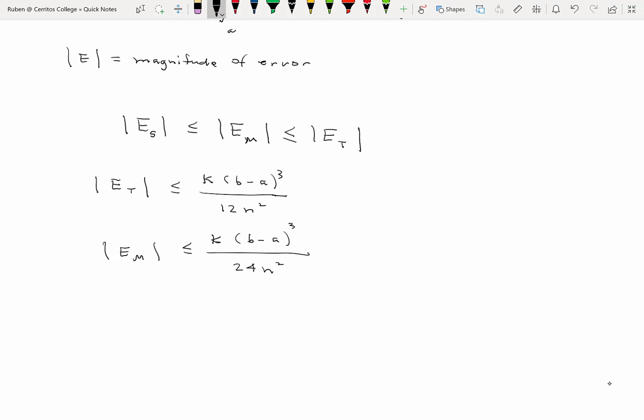The first: the magnitude of error, the absolute value of error using trapezoid rule, is less than or equal to. Now, a common way to state less than or equal to is to say no bigger than. So if something is less than or equal to something else, then the first thing is no bigger than the second thing. So this is saying that the magnitude of error using trapezoid rule is no bigger than this fraction: k times (b minus a) cubed over 12n squared.